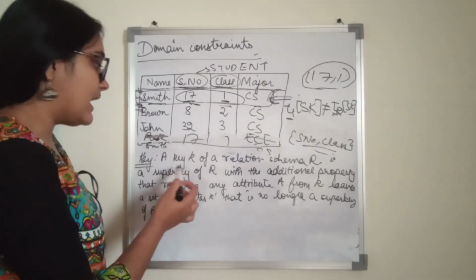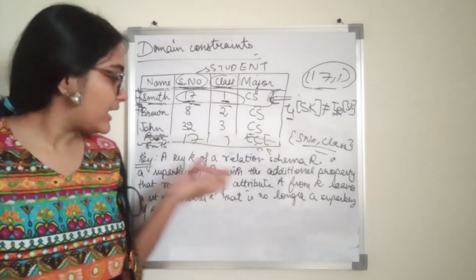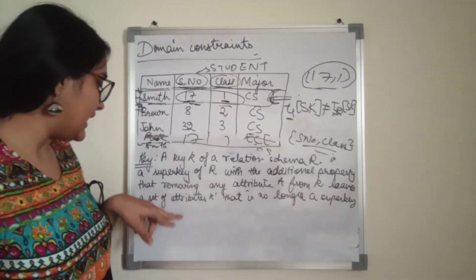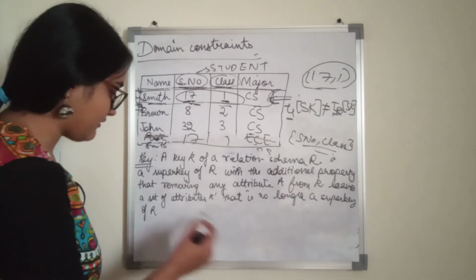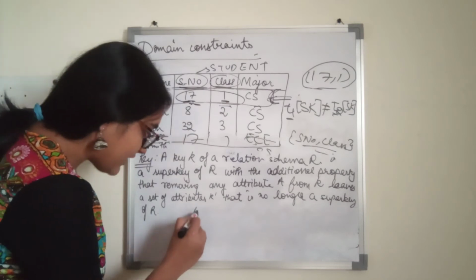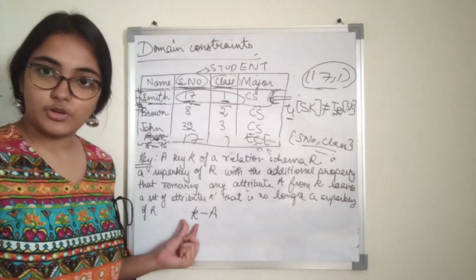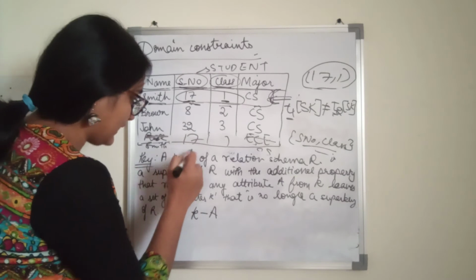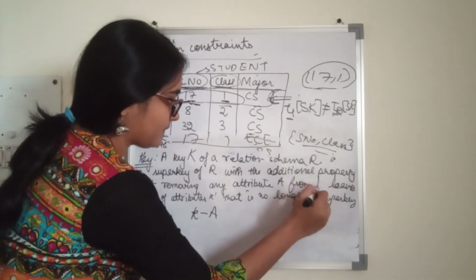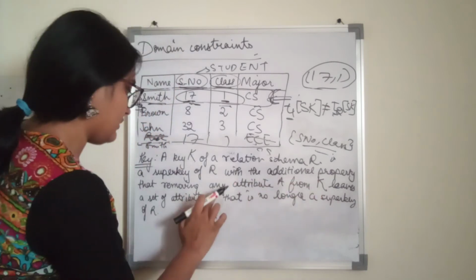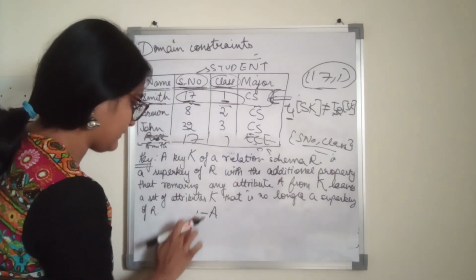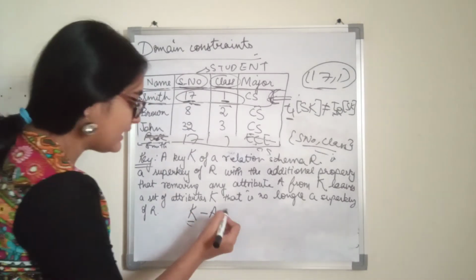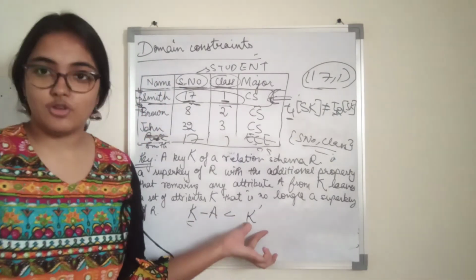So what it is saying is, a key K of a relation schema R is a super key of R. So a key is a super key only, with the additional property that removing any attribute A from K leaves a set of attributes K dash that is no longer a super key of R. That is, if I remove any attribute from K, let us make it capital K and capital K dash, it will leave me with a set of attributes K dash that is no longer a super key.